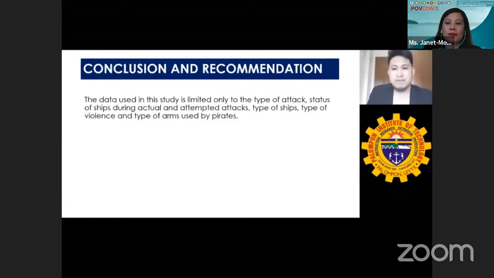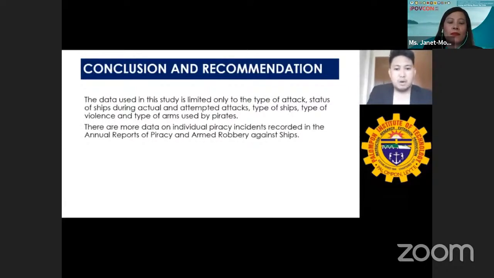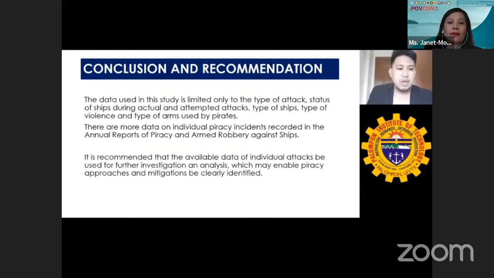The data used in this study is limited only to the type of attack, status of ships during actual and attempted attacks, type of ships, type of violence, and type of arms used by pirates. There are more data on individual piracy incidents recorded in the annual reports of piracy and armed robbery against ships. It is recommended that the available data of individual attacks be used for further investigation and analysis, which may enable piracy approaches and mitigations to be clearly identified.